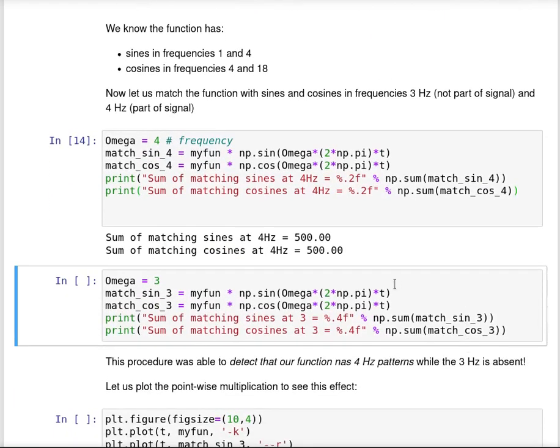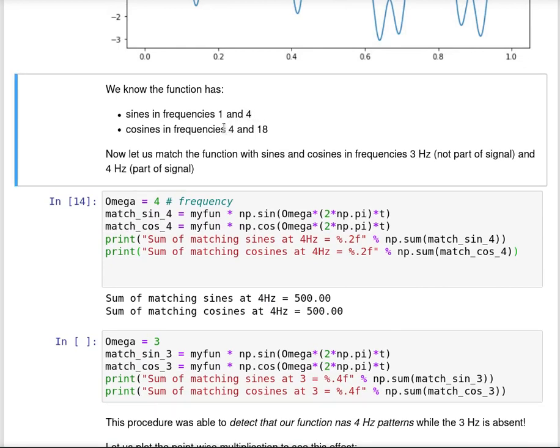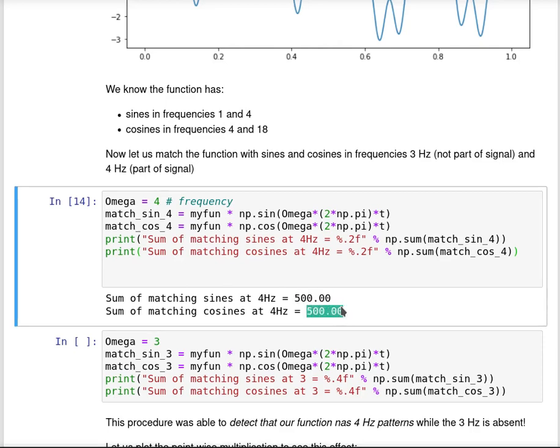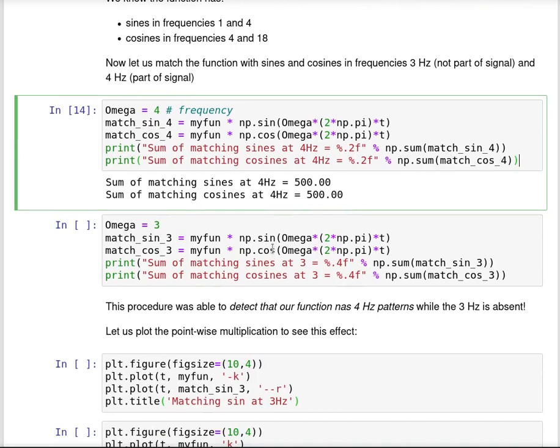And as you can see here, we knew that the frequency 4 was used to create this function, both with a sine and a cosine. And now we have 500 points, or the sum of the products was 500 for each one of them. That means that those 2 components are present in the signal.